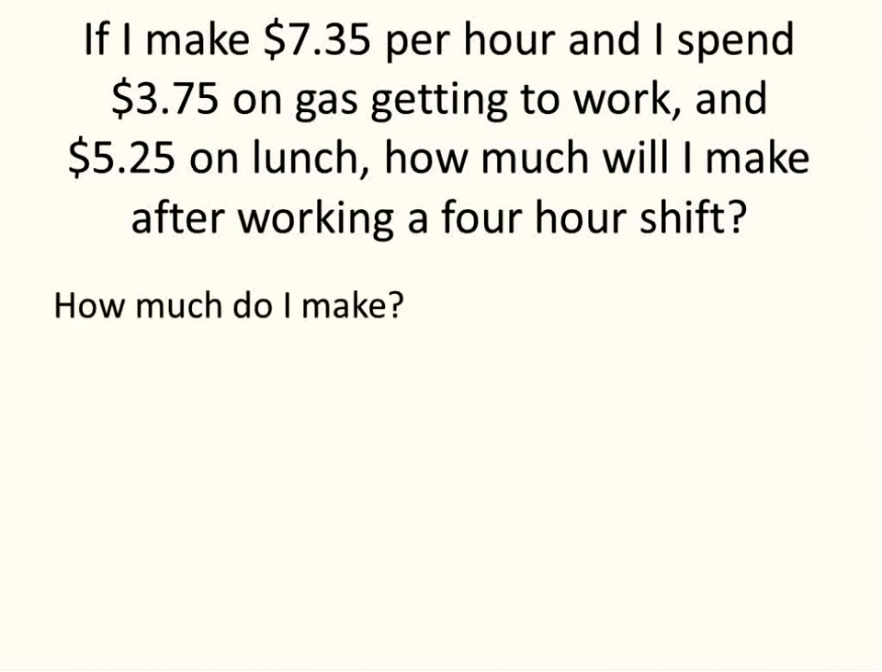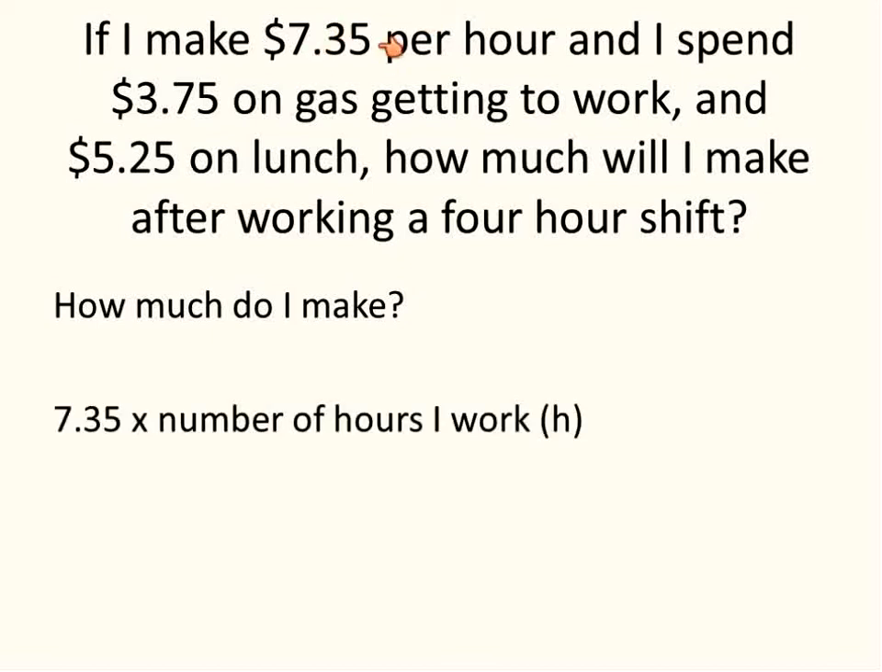And to do that, I have to identify how much do I make. So I make $7.35 times the number of hours I work. So we're going to call the number of hours I work H for hours. So the amount that I make would be $7.35 times H, or in other words, $7.35H. We can just write it like that. And that's how much money I make. No matter how many hours I work, if I work 4 hours, 10 hours, 20 hours, I make $7.35 times the number of hours I work. This will make our lives easier in the future, trust me.